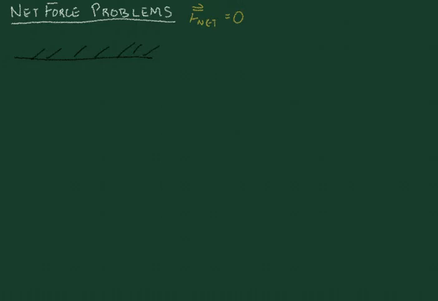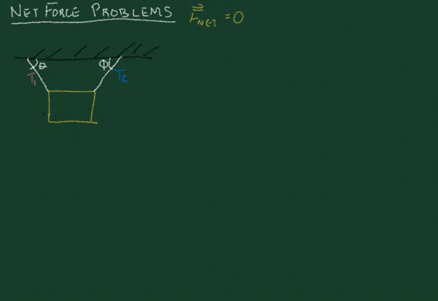So let's say we have a sign that we want to put up. And so we put up the sign and we tie it to the ceiling with some string. It makes some angle theta with one wire. The other wire makes an angle phi. And we just want to find out what are the tensions. So we'll call the left side T1 and the right side T2.